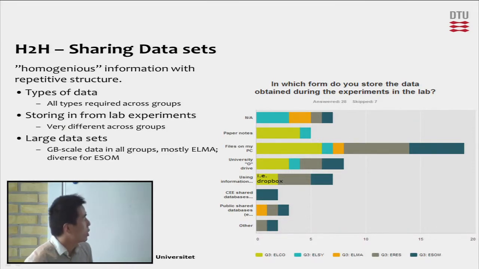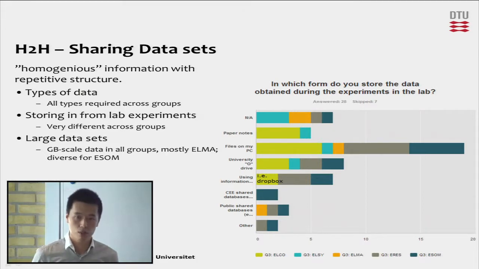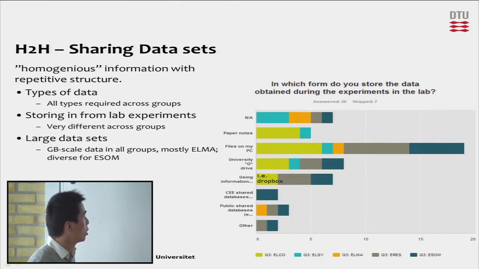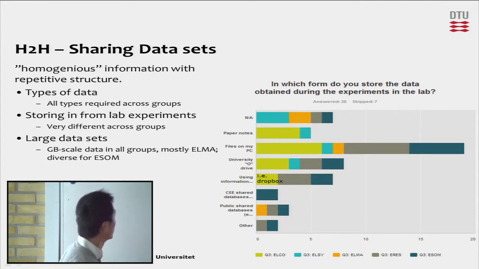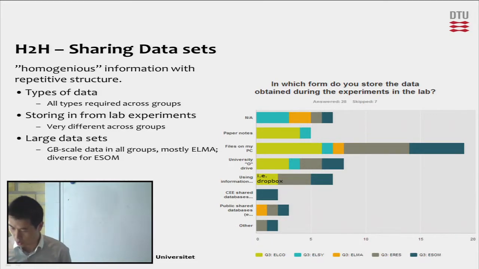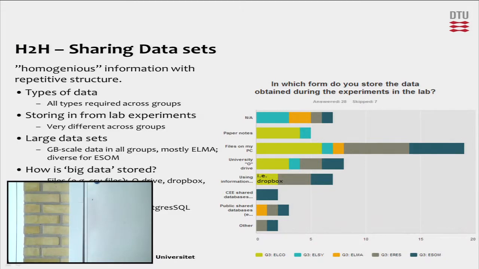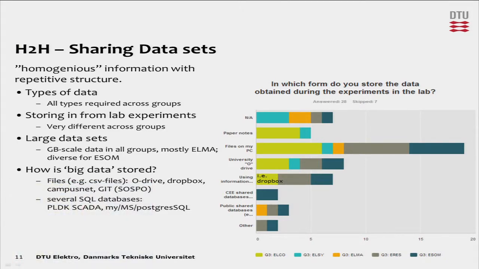Then we also tried to see how people store data when they're doing experiments. We found it's quite different across groups. For example, we can see on the paper note part of this picture, most people from ALCO use paper notes to do experiments. That's quite different from the other groups. We also tried to see whether people use large-scale data. We found that gigabyte-scale data is used in all the groups, mostly in Elmo. ALCO use less data, and it's quite diverse for the ESON group.